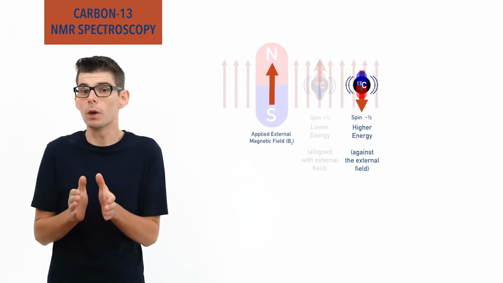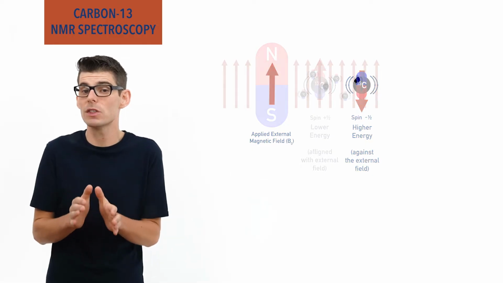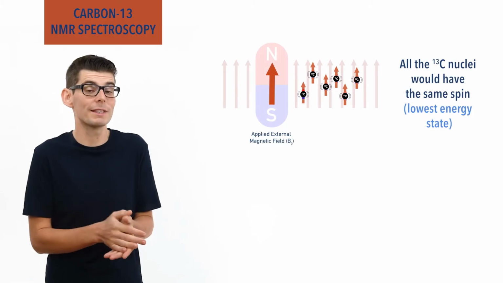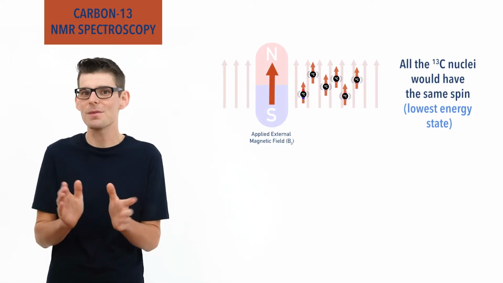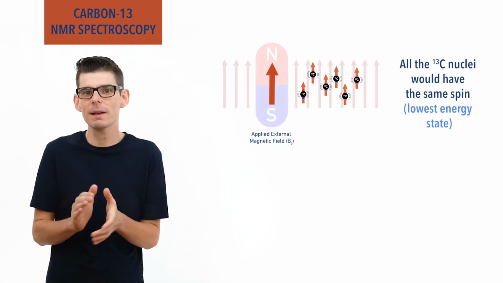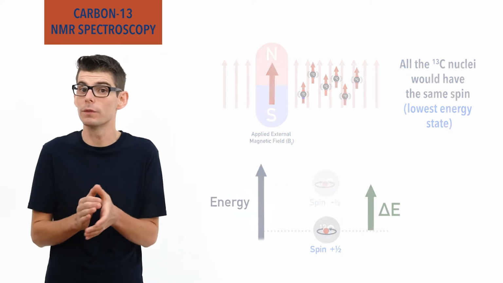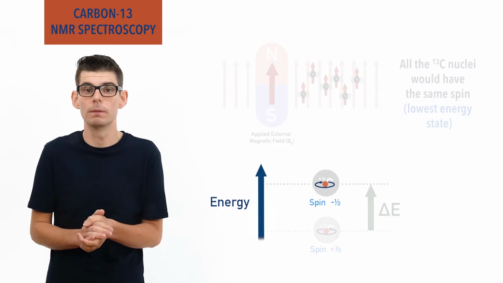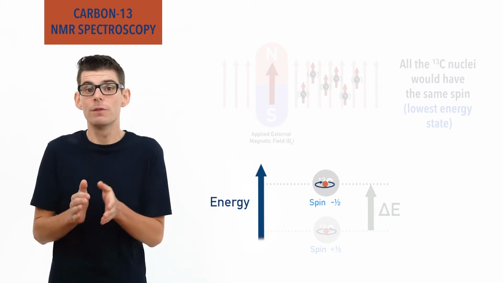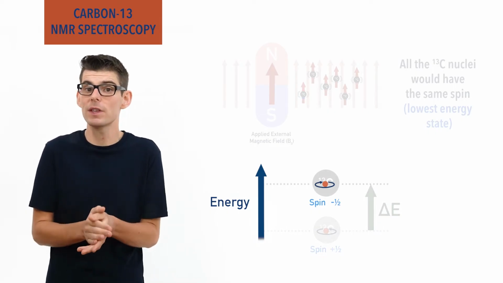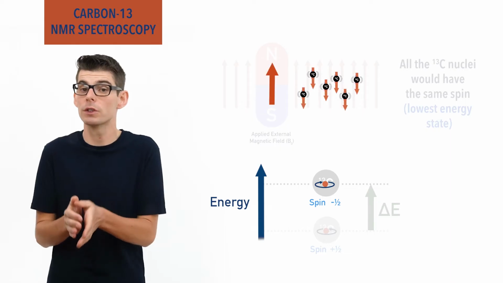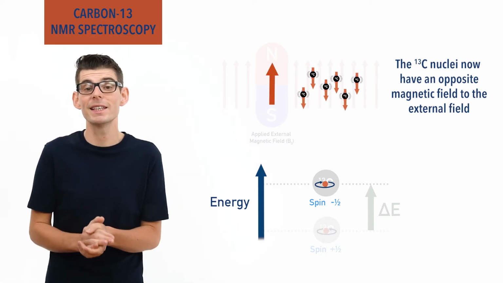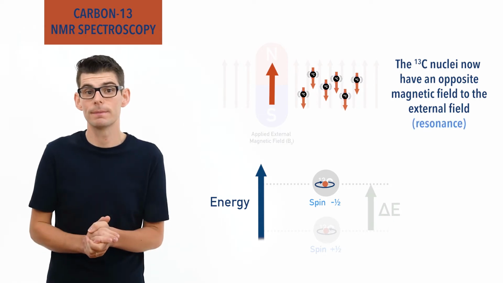The nuclei will all exist in the lowest energy state possible, meaning they all have the same spin with the lowest energy. However, if a specific amount of energy is absorbed by one of the nuclei, its spin can be changed to the higher energy one. If this happens, the nucleus ends up with a magnetic field that is opposite in direction to the larger external magnetic field. This process is called resonance.